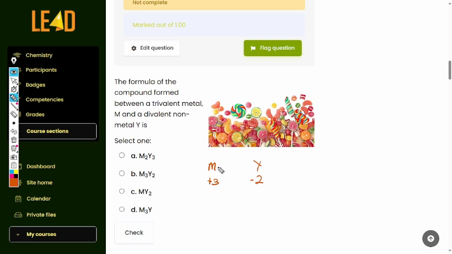So when you cross this, it gains 2 electrons because it is a non-metal. Non-metals gain electrons, metals lose electrons. So when you cross their combining power, 2 goes with M, so you have M2, and then 3 goes with Y, Y3. So always remember the metal is written before the non-metal, or the cation is written before the anion. So M2Y3, and that's A.